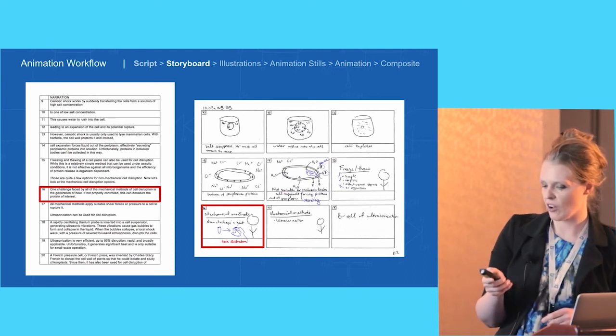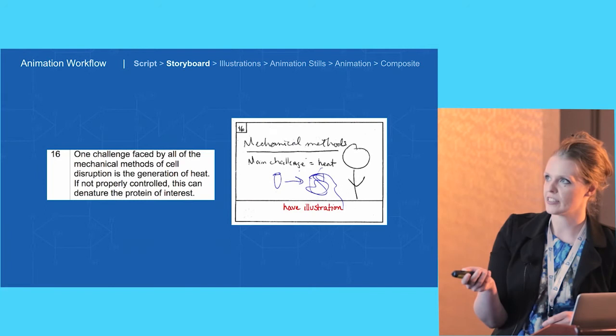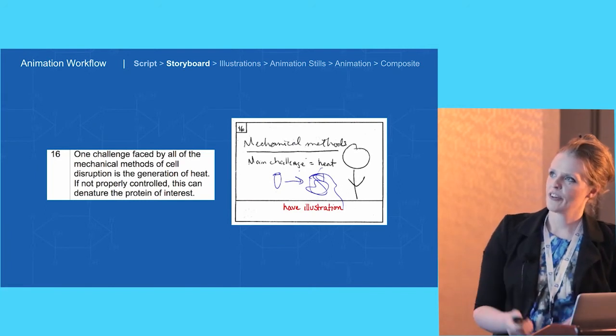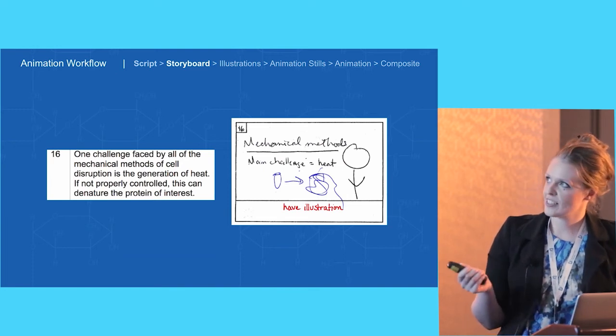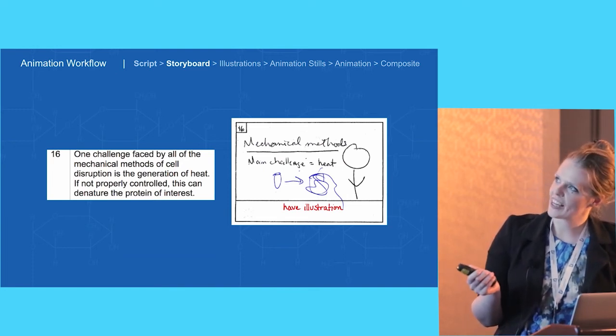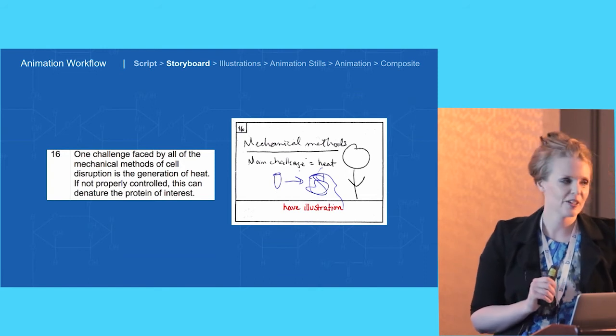So if we zoom in on the specific example that I have highlighted here, the narration reads, "One challenge faced by all the mechanical methods of cell disruption is the generation of heat. If not properly controlled, this can denature the protein of interest." And so as you can see, the instructor drew in black here. So he drew what he wanted to be on screen for that part.